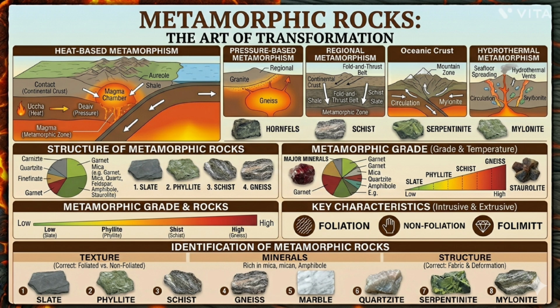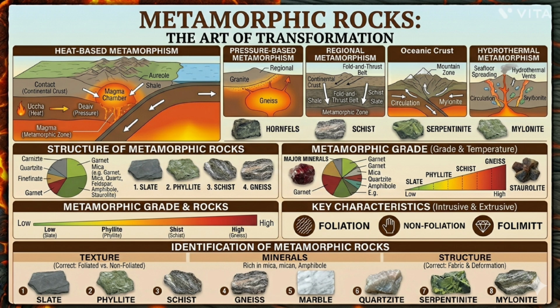Sure. Contact metamorphism occurs when rocks are baked by nearby magma. Heat is the main factor here, which creates non-foliated rocks, like marble. That's interesting. And what about regional metamorphism? Regional metamorphism happens over massive areas during mountain building, where high pressure and heat work together to create foliated rocks, like schist and gneiss. So we have both contact and regional metamorphism.